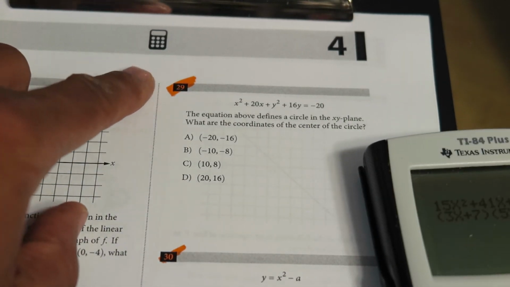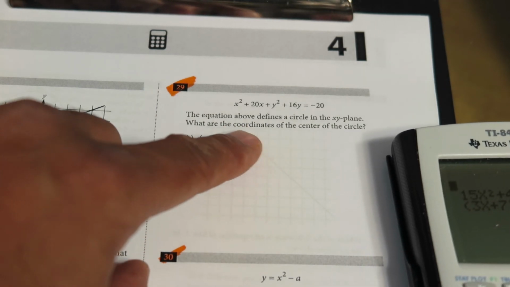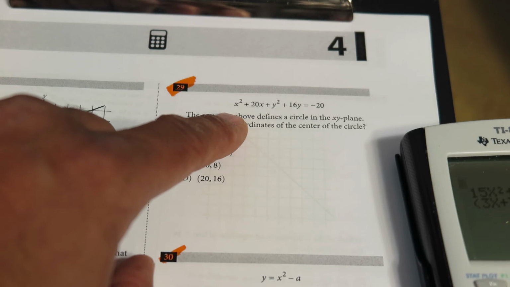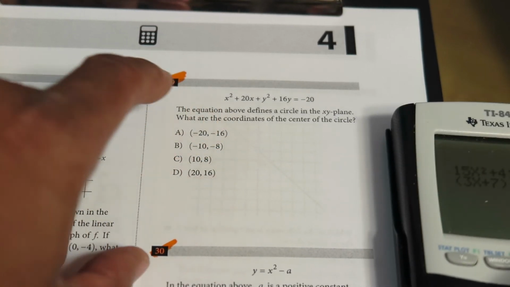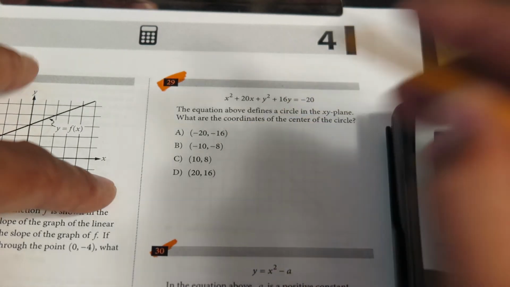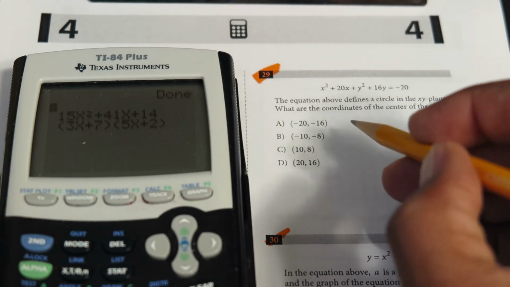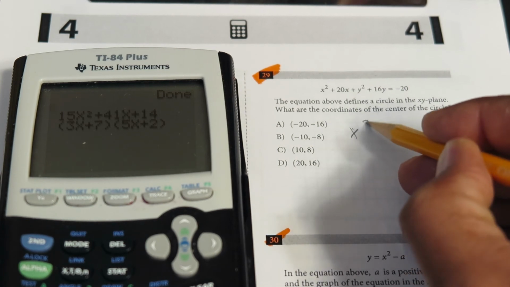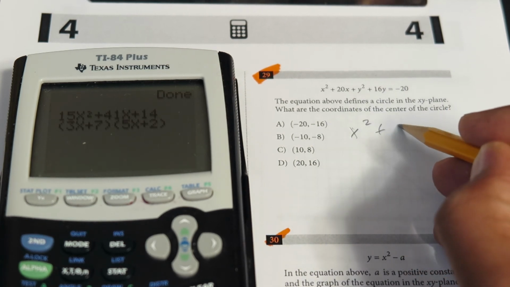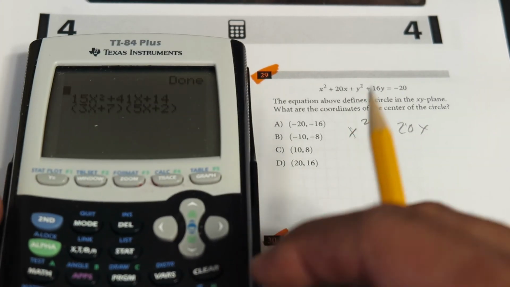This is in the calculator section, and this is a circle problem. But what we're really going to have to do is complete the square in order to find the coordinates of the center. So what we would have to do here, let me move this over so you can see, so we can just focus on the x part. So x squared plus 20x, and we can take that and just complete the square.